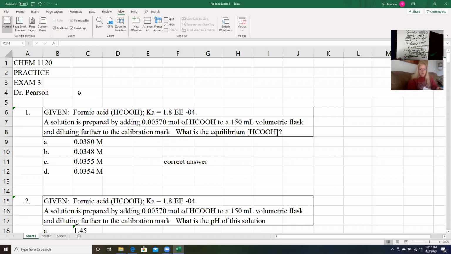Dr. Pierce, yes. Right here, you lost me at the x sub 1 equals the square root of. Yes. The first thing I did, these are always going to look like this. It's going to be the square root of C0 minus x times Ka.